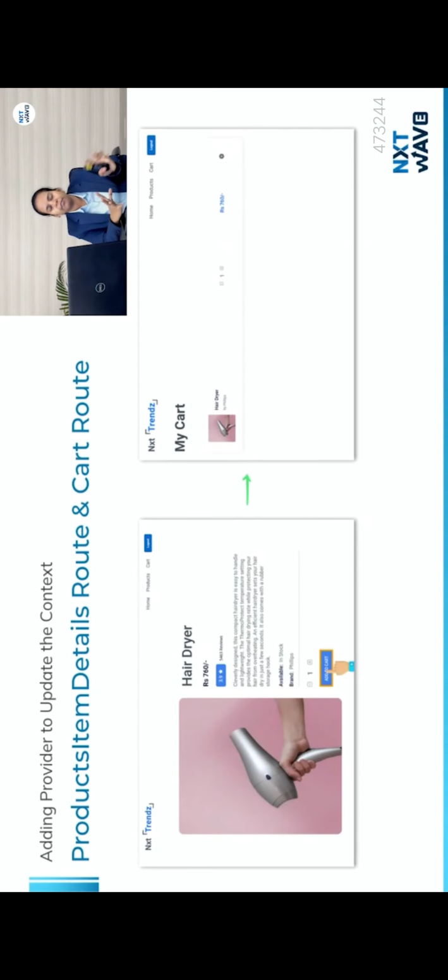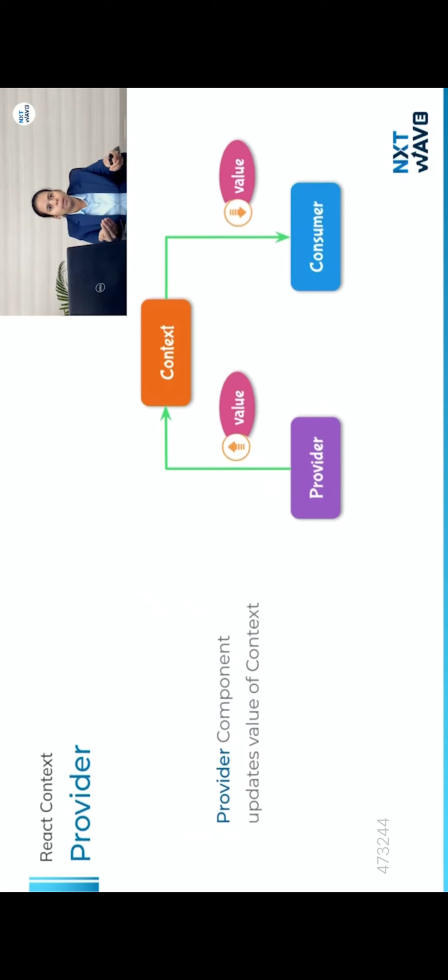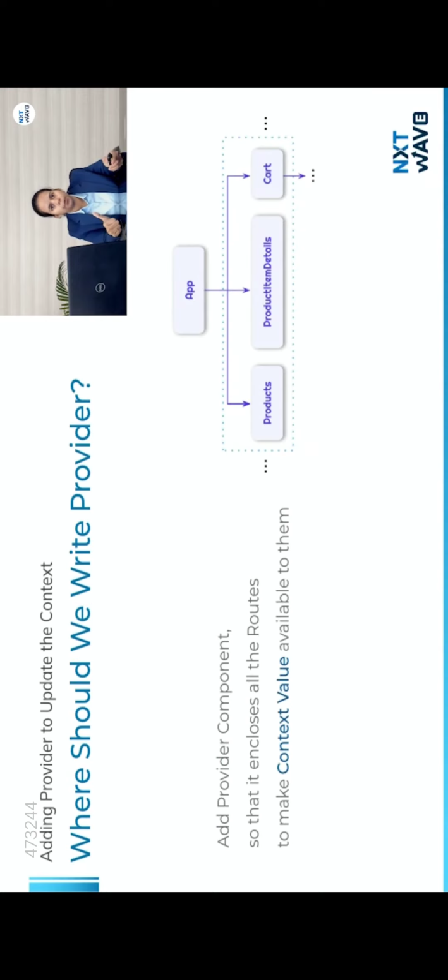So here we have two routes, right? Product item details route and cart route. Coming to the product item details route, that's where we have the add to cart button, and when we click on this, the cart list in the context has to be updated, right? To update, we make use of the provider component to update the context value. So the question here is, where do we have to write the provider?